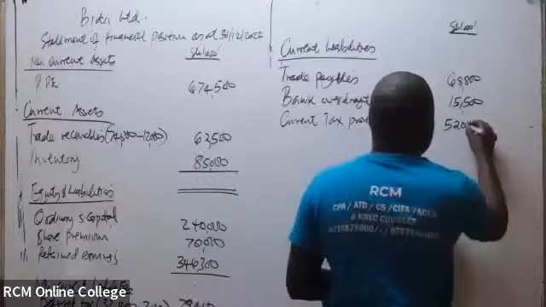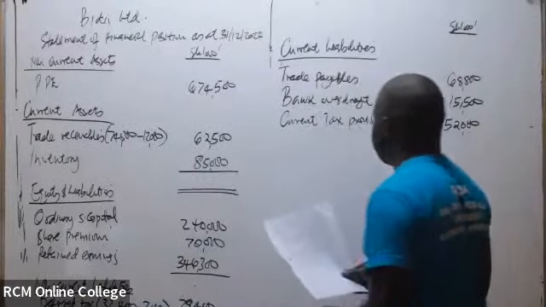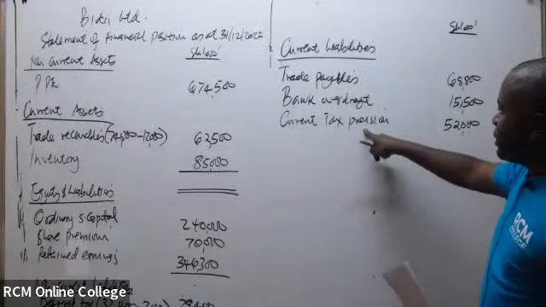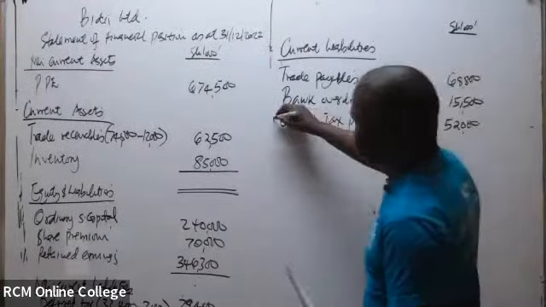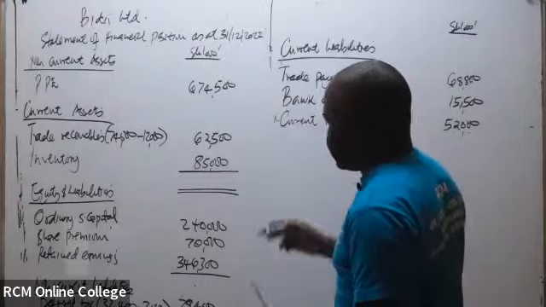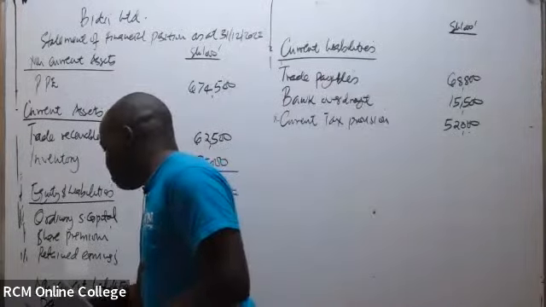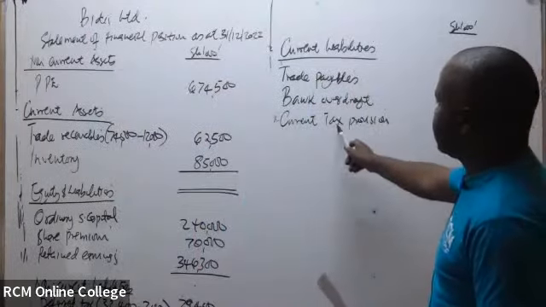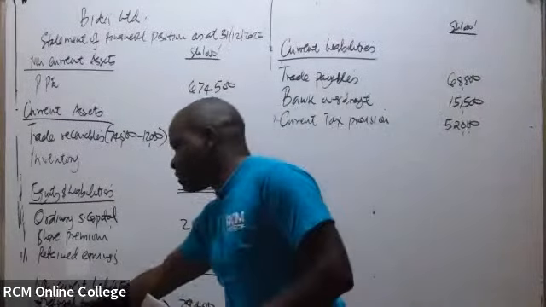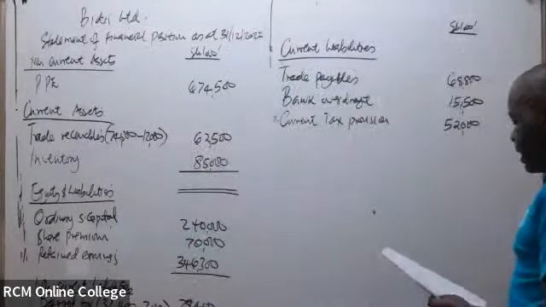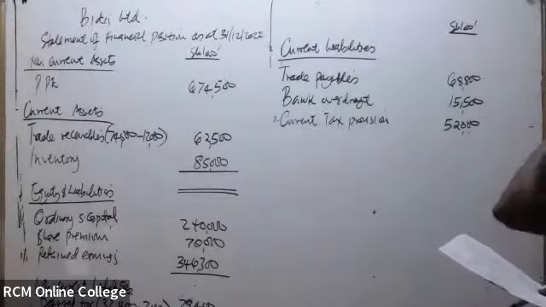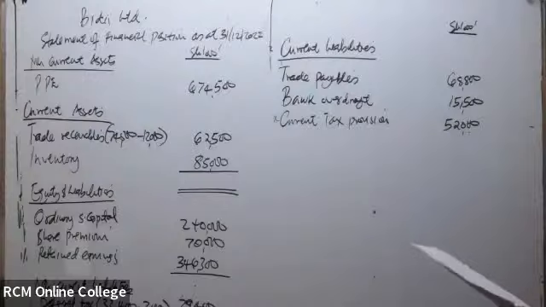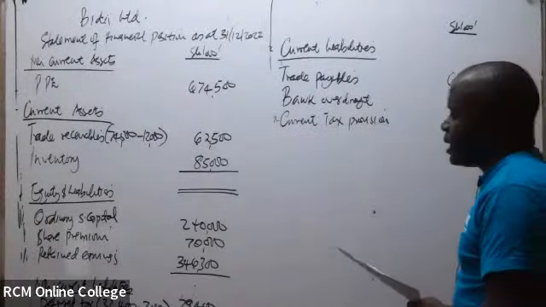So take note. In most of these published accounts, financial statements, under the current liabilities, this item rarely misses, and this one also rarely misses. So it has to be there.